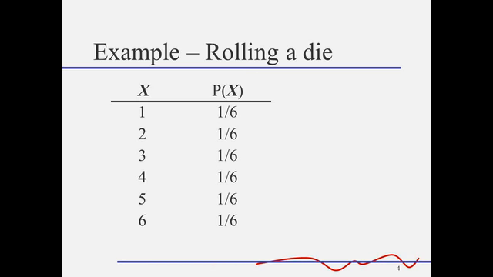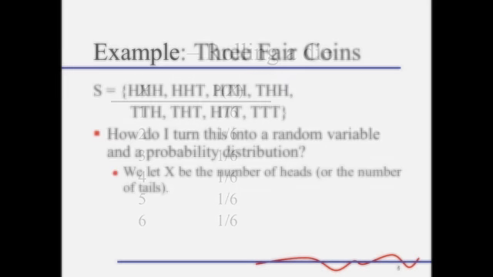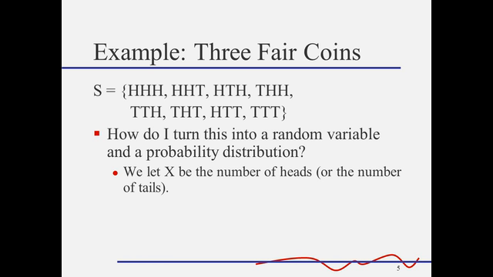Here's an example. If we're rolling a fair 6-sided die, the number we get could be 1, 2, 3, 4, 5, or 6. And every number has a probability of 1/6 of coming up on a die, so this is a discrete probability distribution. What about my other favorite probability experiment, flipping coins?